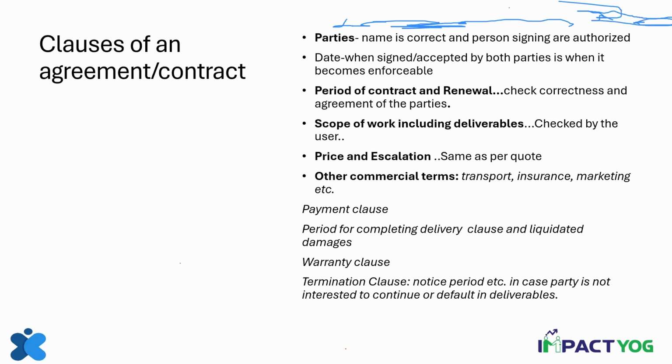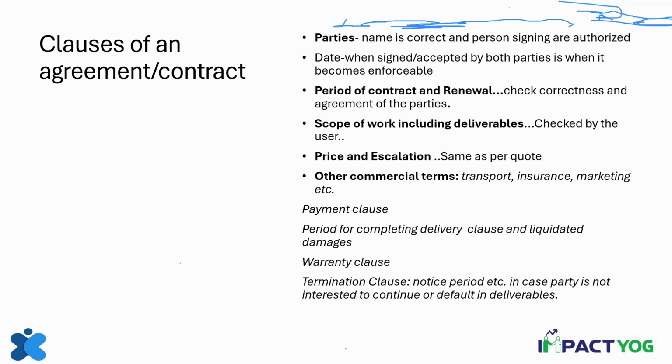Now, what are the normal clauses of a contract? Normal clauses are: two parties who are legally capable of contracting. Who are the persons who are signing it? What is the date of that contract? Because the effectiveness of the contract will be based on the date of the contract. Sometimes the date of execution might be different, but the date of contract means that this legal obligation has been formalized on this date.